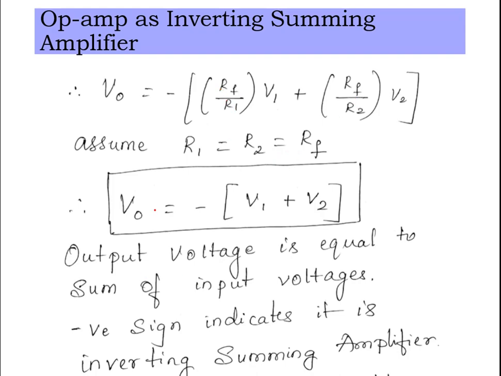So therefore VO is equal to minus of (V1 plus V2). The total number of applied input voltages is 2, so we get the sum of two applied input voltages. This negative sign is because the input signals that need to be added are applied to the inverting terminal. So the output voltage is the sum of all the applied input voltages, and the negative sign indicates that it is an inverting summing amplifier. So this is regarding op-amp as an inverting summing amplifier.